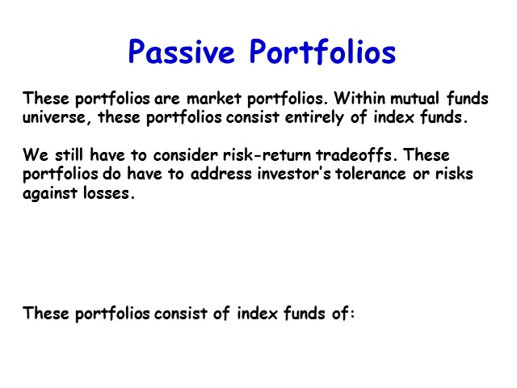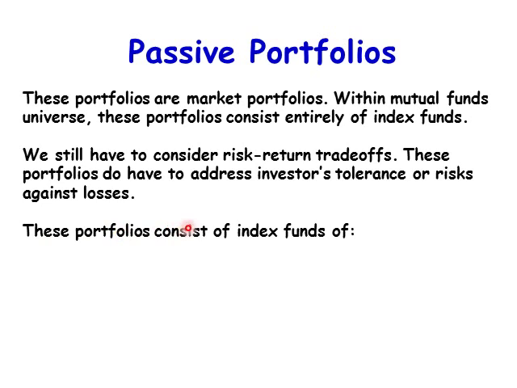Let's continue. These portfolios consist of index funds of stocks. These are my equities and bonds, and sometimes cash. This is my fixed income. So they consist of equities and fixed income. Let's continue.